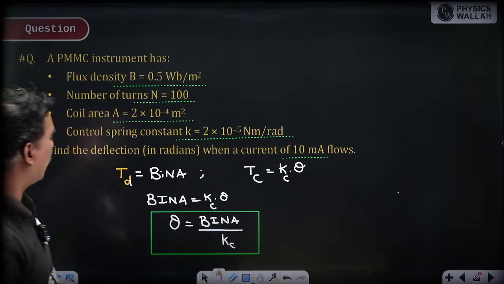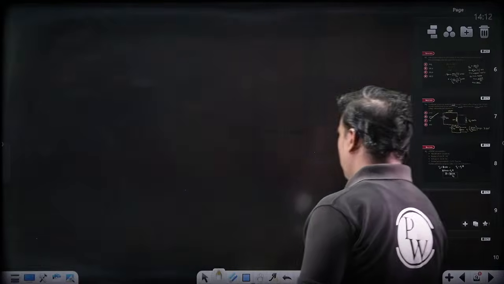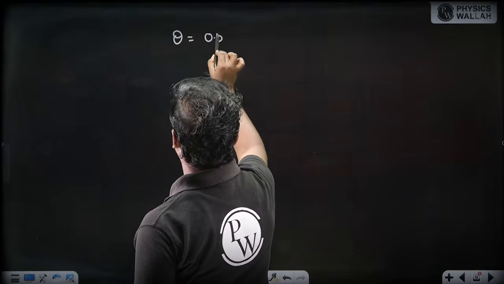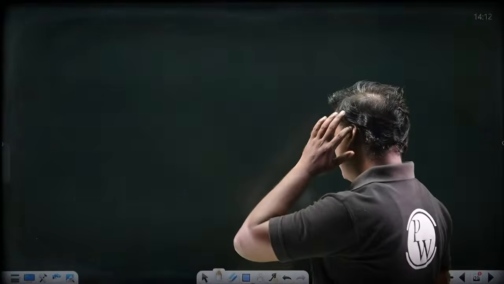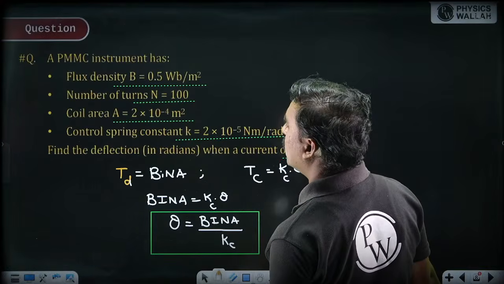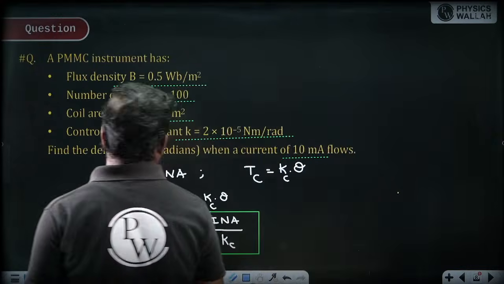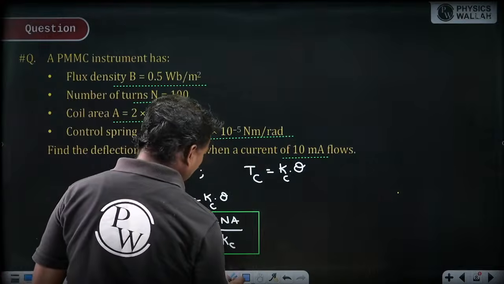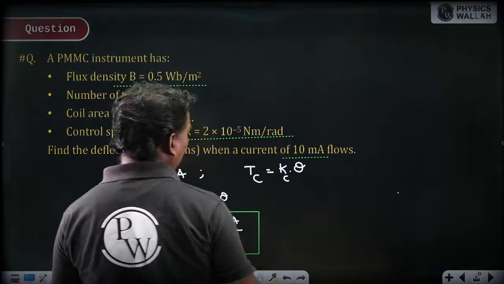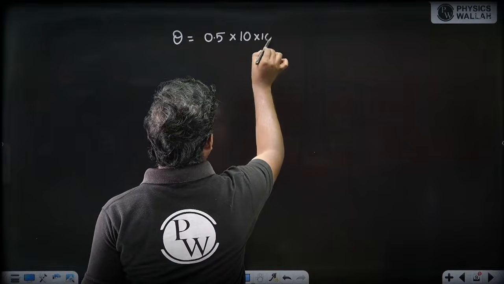So how to find out the deflection? B is equal to 0.5 Weber per meter square, and theta is what we have to find. I is the current. Okay, current is given. Current is equal to 10 milliamperes, so I can write it as 10 into 10 power minus 3.